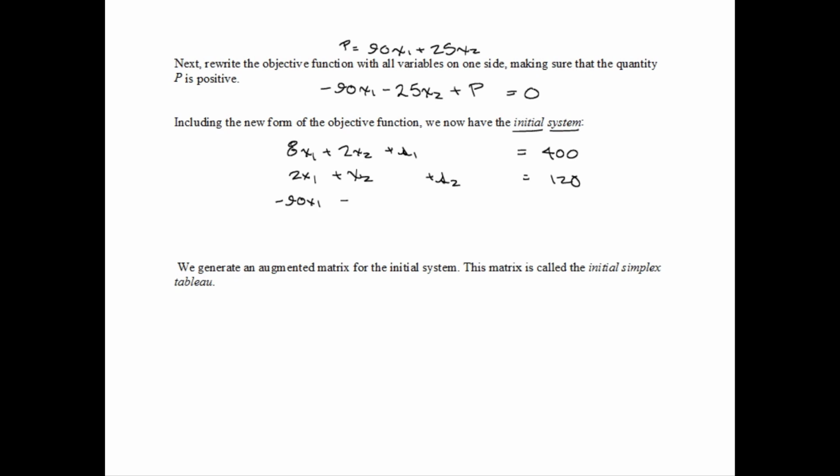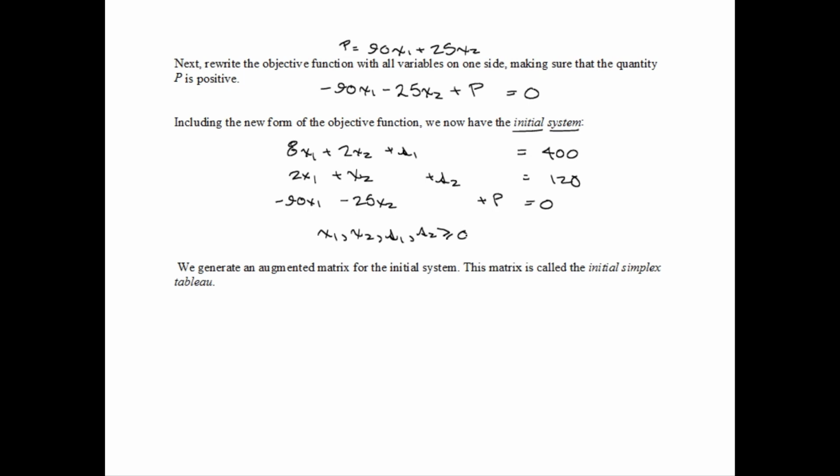Here's my objective function, and I'm going to think of the p as being a separate variable, which means I'm going to leave a separate column for it when I eventually write the matrix. And there are my non-negative constraints.